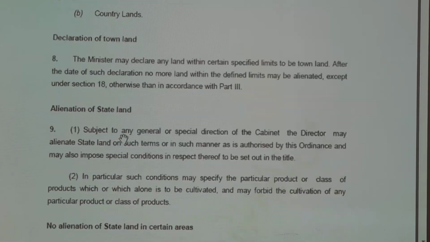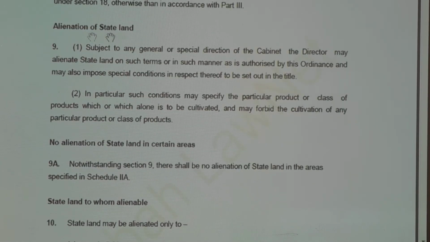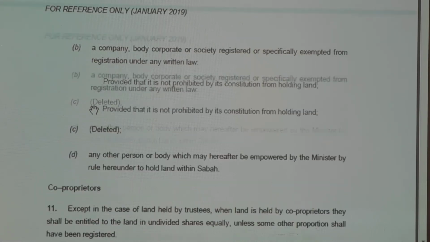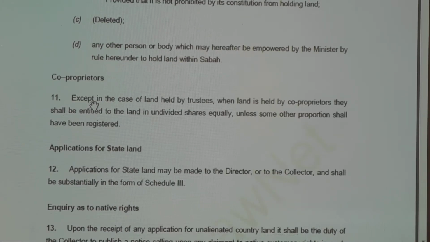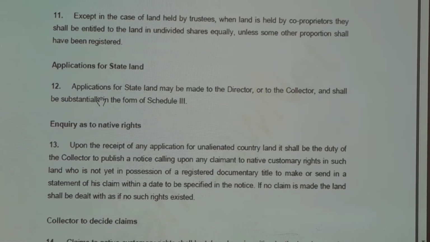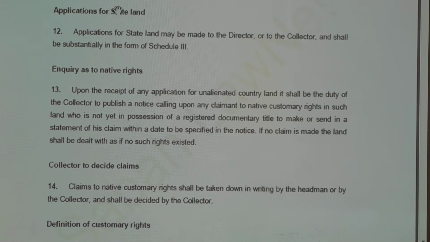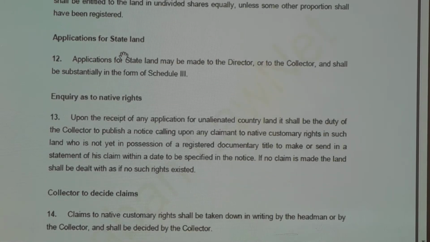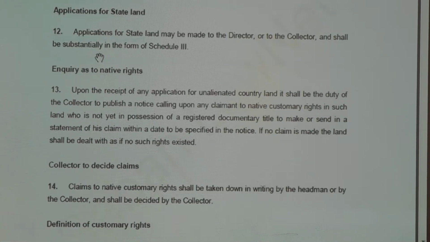Classification of land. Section 9 talks about alienation of land. So for the purpose of the exam, you just need to know the key principles of this part. You don't really need to know the exact details, like what's the exact procedure to actually apply for land and all this. You just need to know the key issues: state land, interest in land, leases.